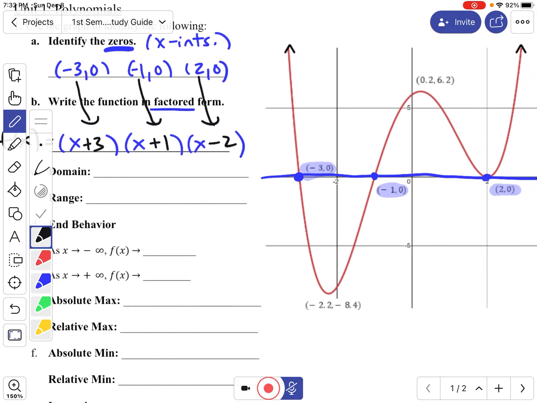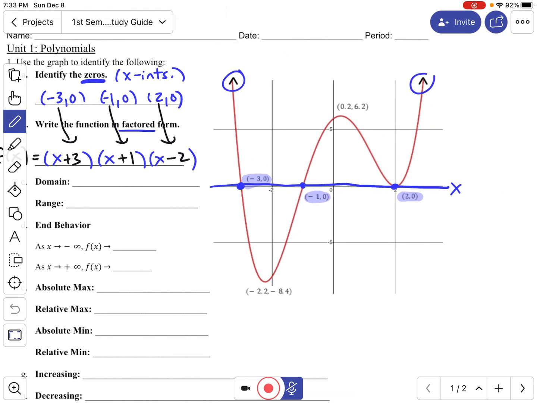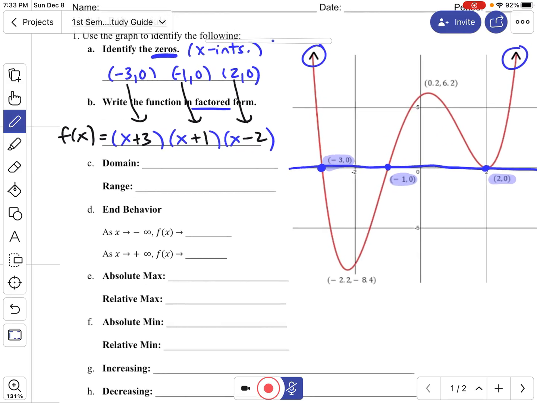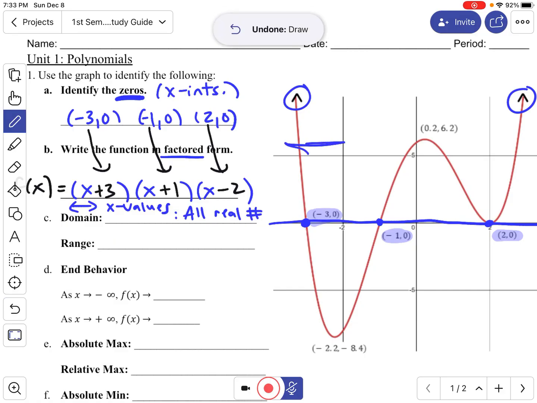Now, polynomials are the ones that have arrows going both directions, left and right. And so the domain, that is what the domain is asking, is the distance left and right, which are the x values. And in this case, it's going to be all real numbers because it goes left and right forever.